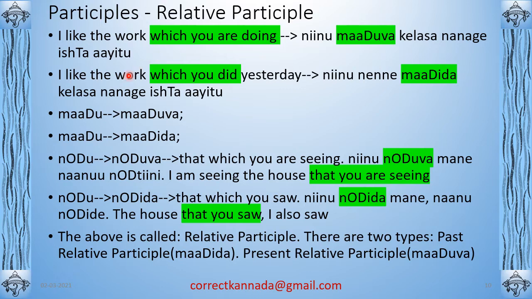Similarly, I like the work which you did yesterday. ನೀನು ನೆನ್ನೆ ಮಾಡಿದ ಕೆಲಸ ನನಗೆ ಇಷ್ಟ ಆಯಿತು. ಮಾಡಿದ, ಮಾಡುವ. So these are participles, as we normally speak. I have a very detailed video on participles, but generally a relative participle means making a verb behave like an adjective. For example, "that is a good work." Good is an adjective, but if you use a verb as an adjective, that's what a relative participle is.